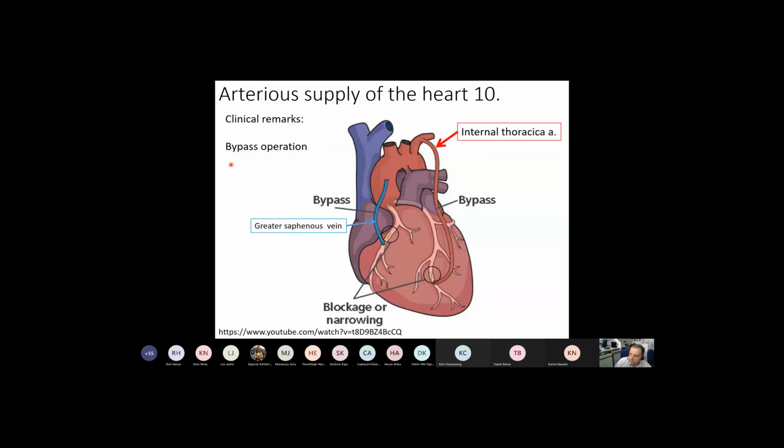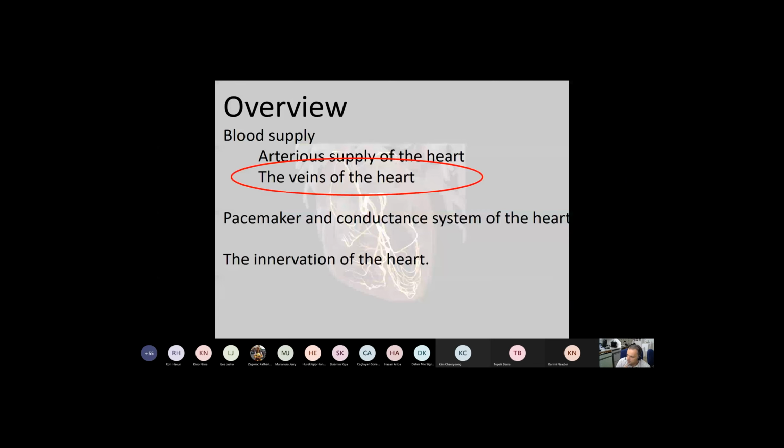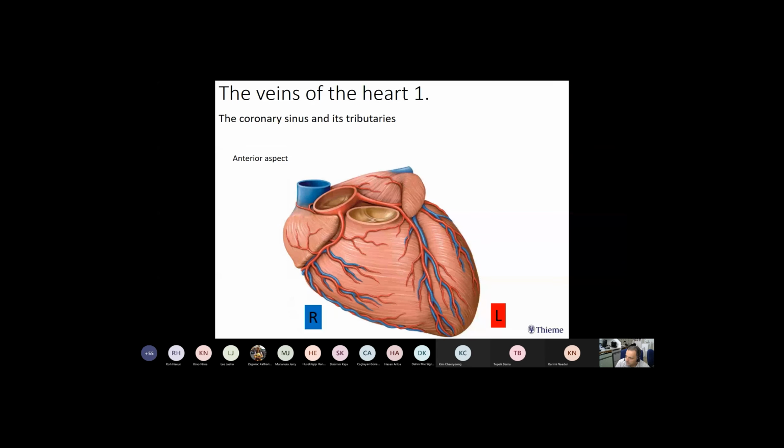So let's go on, because the time is really rapidly flying. So this is what I wanted to tell you about the arteries. And very briefly, I run through the veins. I just list them practically. You will have a look at those in the dissecting room.